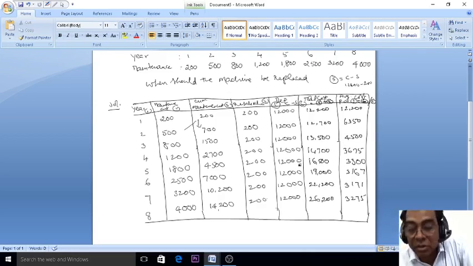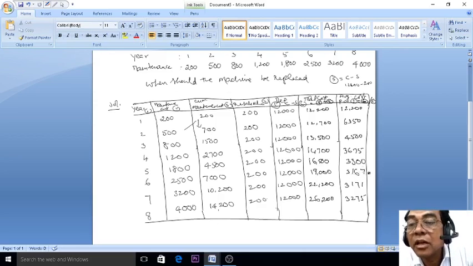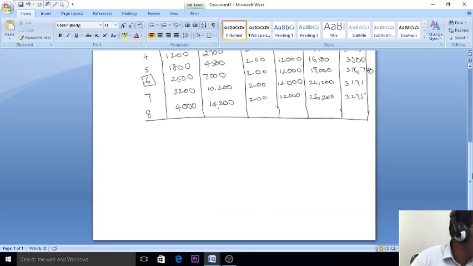Okay. Now come to this point. Out of these values, which is the minimum value? Minimum value is 3,167. We put a star mark. What is the corresponding year? The corresponding year is the sixth. It means that you have to replace the machine in every sixth year.